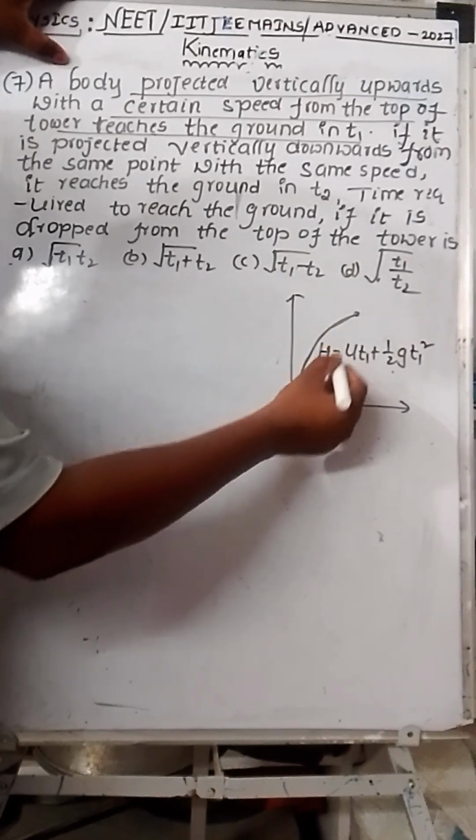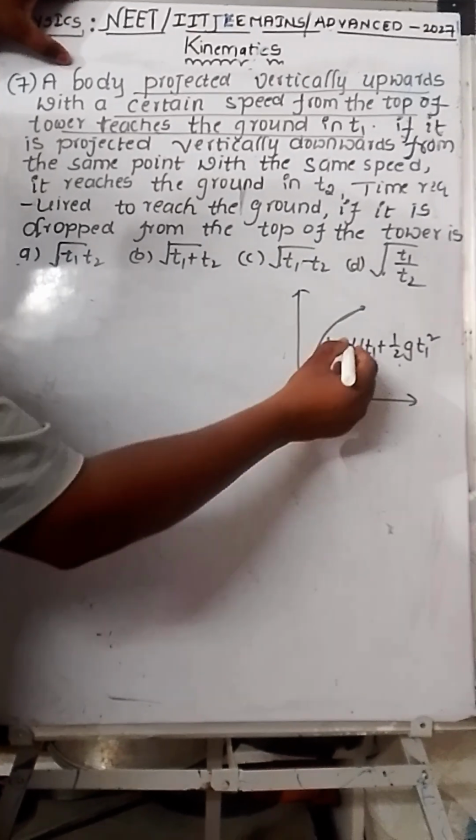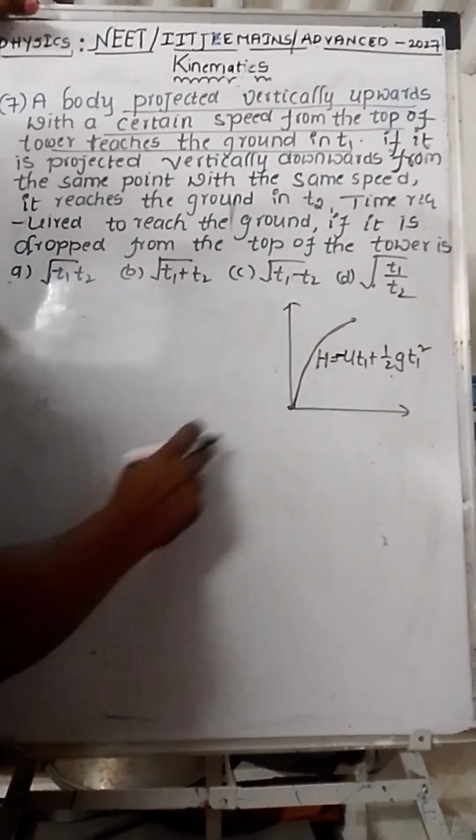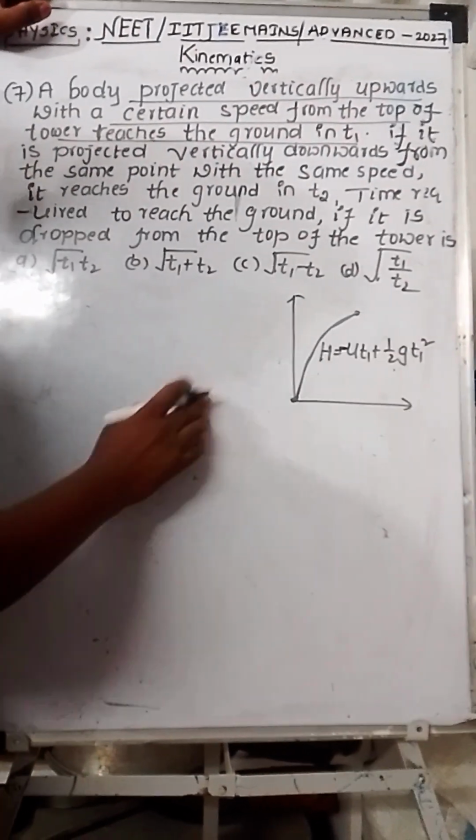It is moving in the upward direction at the same time. Initially that is 0, so it is going in the negative direction, so h is equal to minus u t1 plus 1/2 g t1 square.